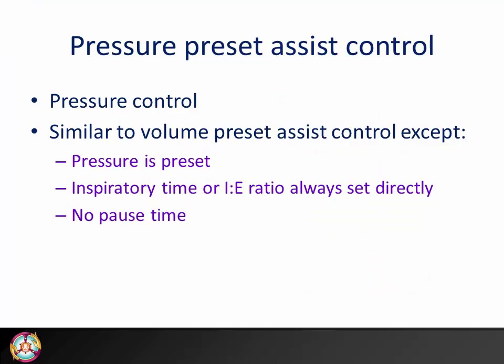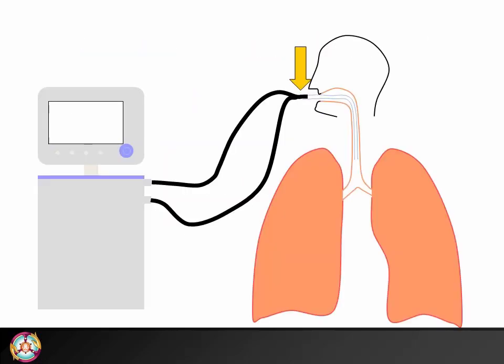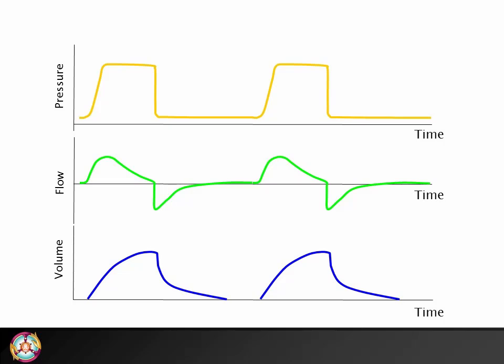Pressure preset assist control is essentially the same as volume preset assist control ventilation, except the pressure is preset instead of the volume. The inspiratory time or IE ratio are always set directly, and there is no pause time. Note that the pressure is applied to the proximal end of the endotracheal tube and is not necessarily the pressure in the alveoli. A constant pressure is applied to the endotracheal tube during inspiration. This results in a high initial flow, which falls during inspiration. As a result of this flow pattern, oxygenation may be improved.